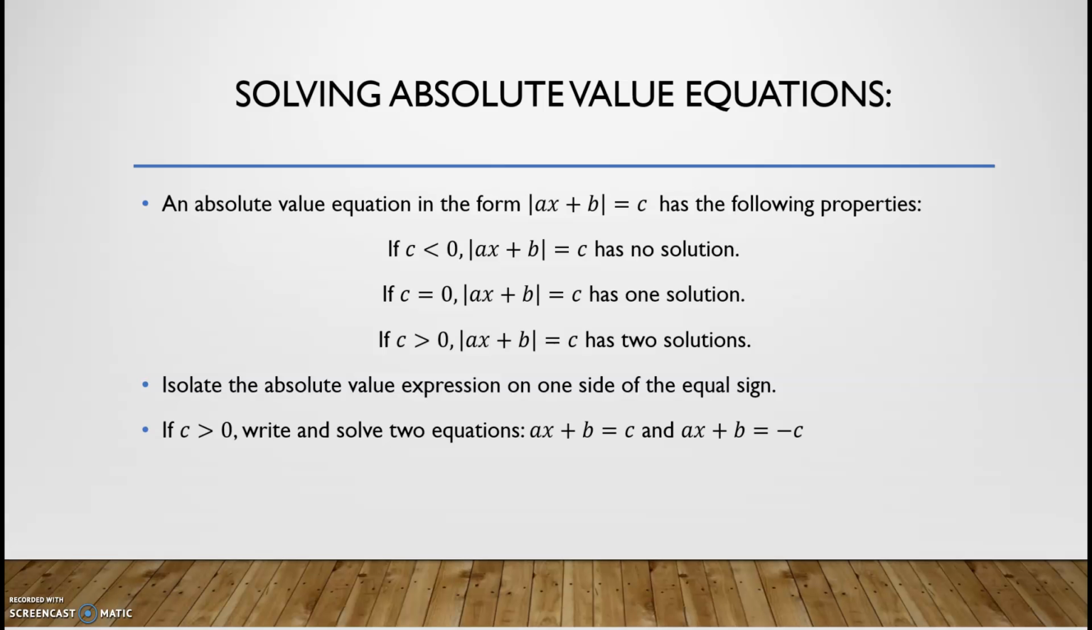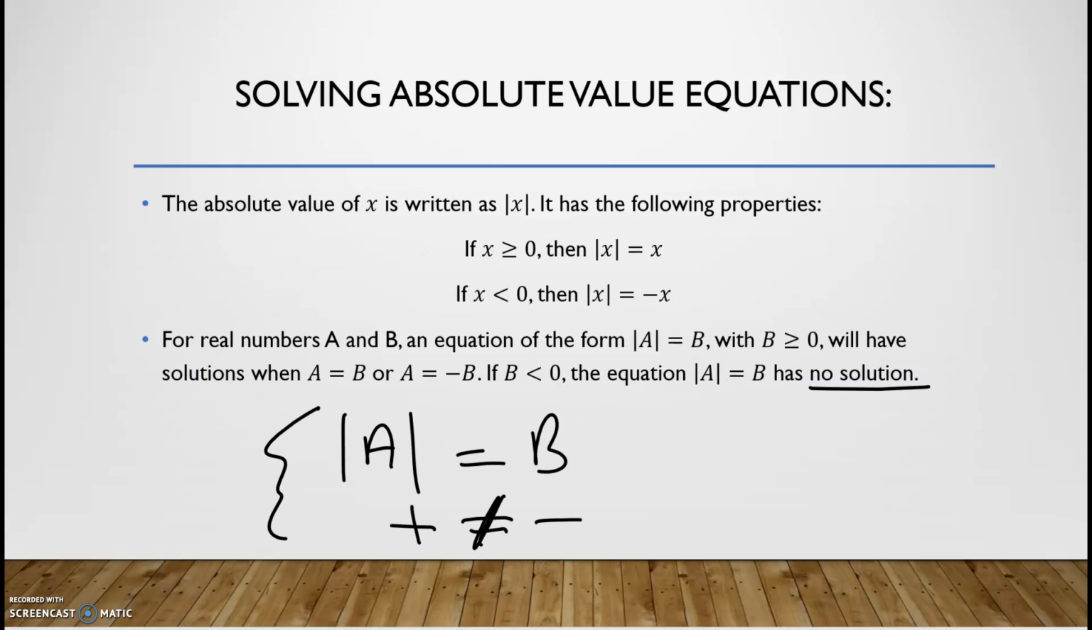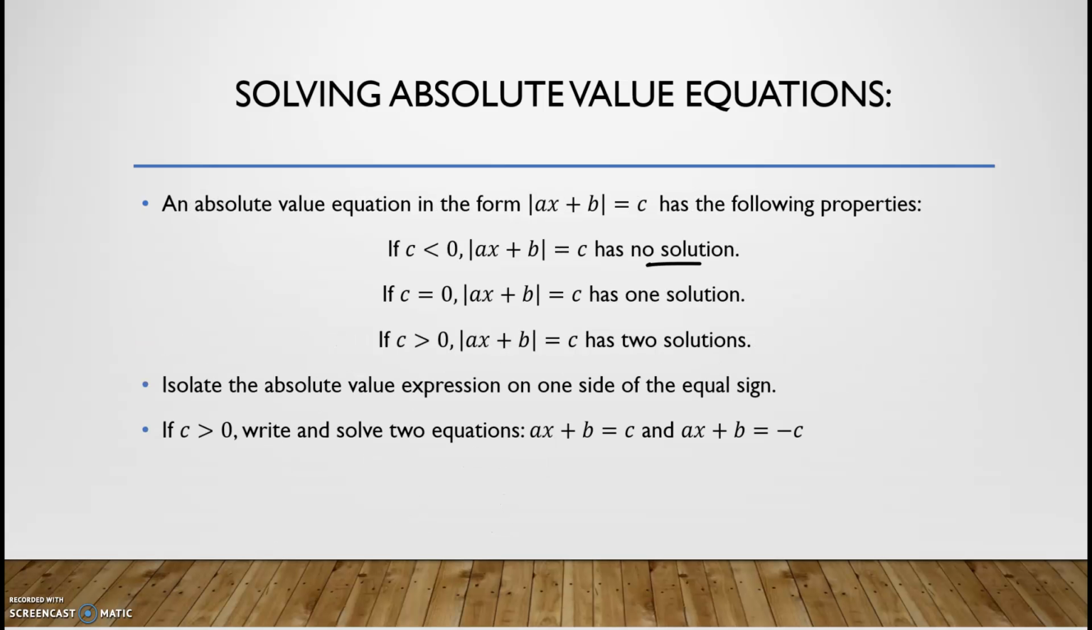Now, if you have an absolute value equation in the form absolute value of ax plus b equals c, then you can have 3 of these potential solutions. If c is a negative number, you have no solution because of the explanation I gave you right here. If c is equal to 0, then you have one solution. And if c is greater than 0, if it's a positive number, you're going to have 2 solutions.